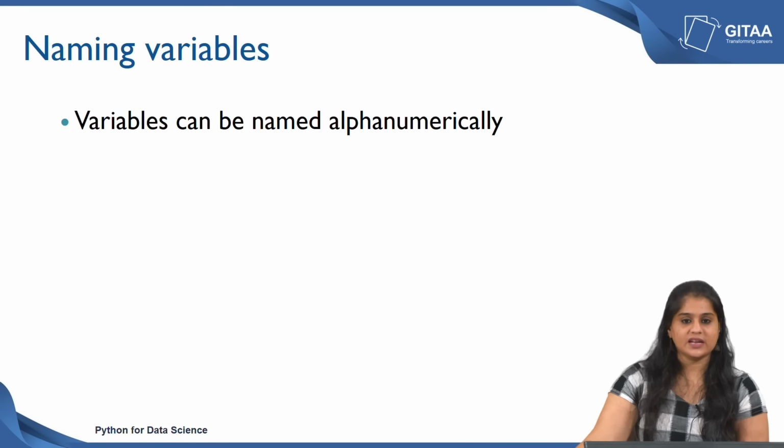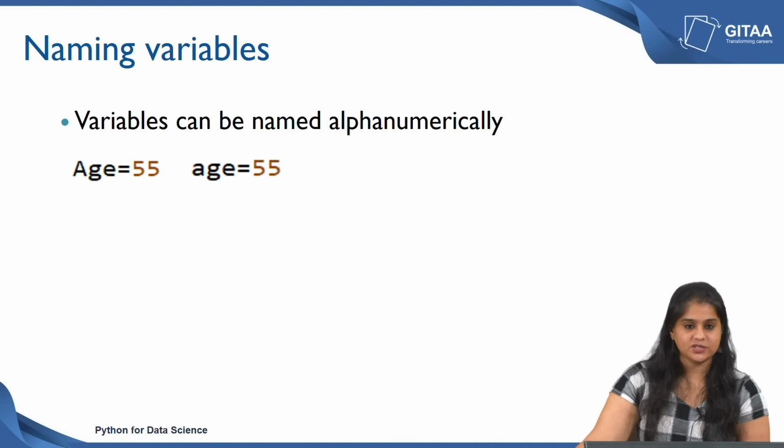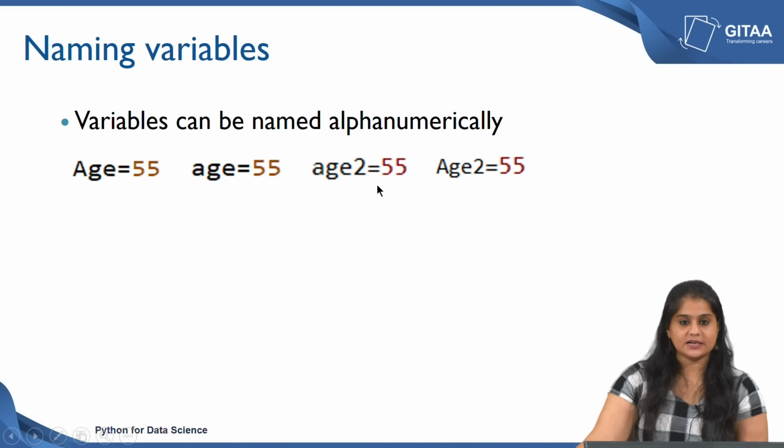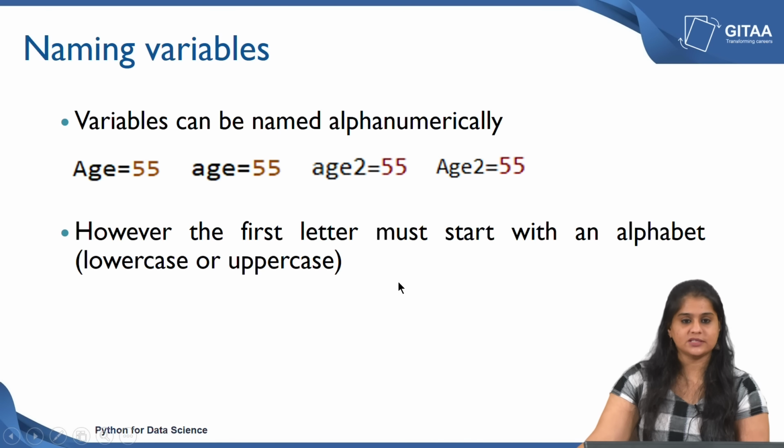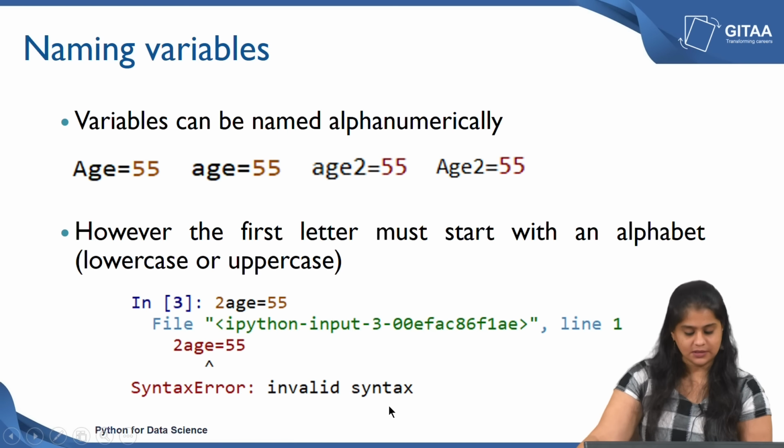Variables can be named alphanumerically. If I have a variable called age whose value is 55, then I can either have the entire age in lowercase or I can also begin with an uppercase. You can also add a number to it. Let us say I am creating another variable called age2, then I can add the number after the alphabets. One thing you would have noticed here is that the first letter should always be an alphabet. If you were to begin with a number, the compiler throws an error saying invalid syntax.